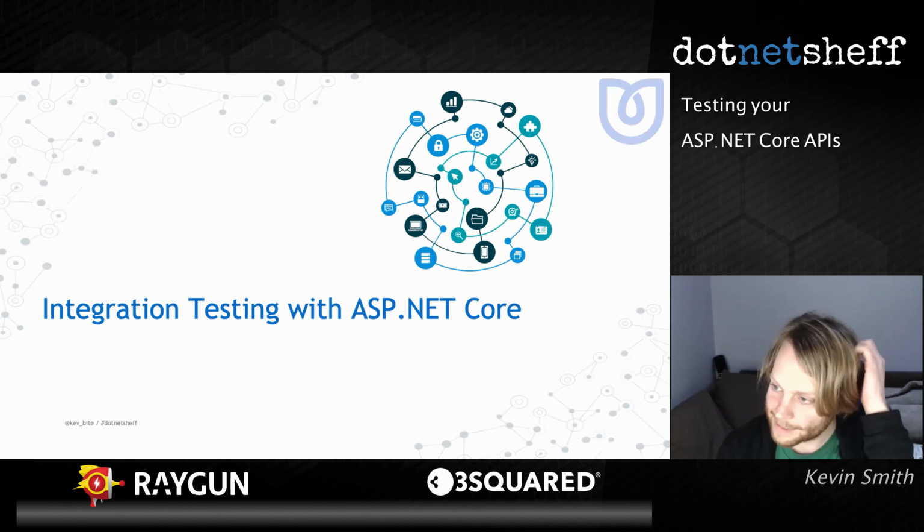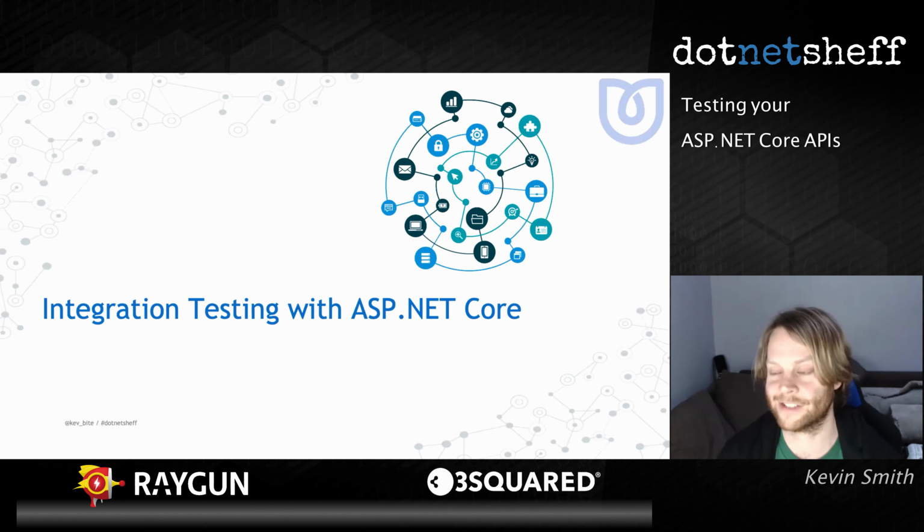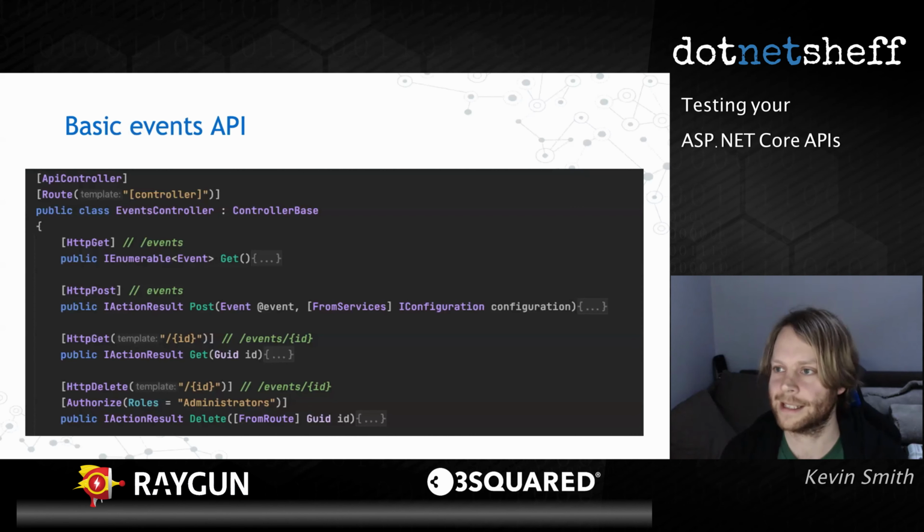Which brings me on to the library, which is integration testing with ASP.NET Core. Say we've got an API, which is our events API, and we've got some methods on here. A get method, where we just call a get on the events. We also call post on events, where we can create an event, and we can get a certain event, and we can also delete an event if we're an administrator.